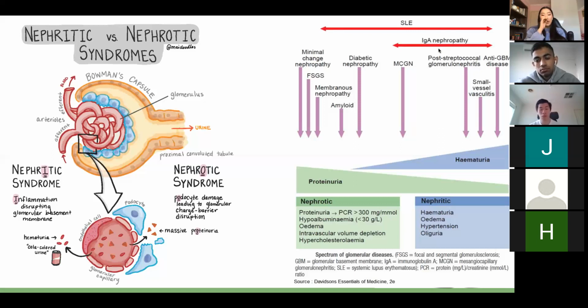You don't really talk about MCGN or amyloid much in second year. And diabetic nephropathy, you kind of just have to know in the context of diabetes, which we'll talk about in endocrine. So let's start with your nephrotic syndromes. So there's three: minimal change, focal segmental glomerulosclerosis, and then membranous nephropathy.